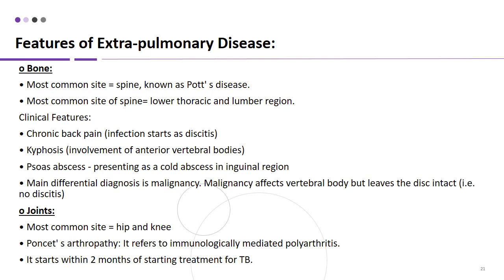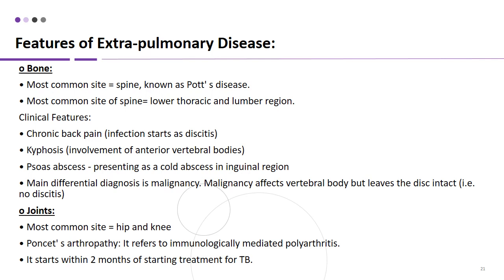Chronic back pain may also occur because the infection involves the intervertebral disc, and it results in discitis. The psoas abscess may also occur, which is a cold abscess in the inguinal region. The main differential diagnosis will be malignancy, but in malignancy there will be involvement of the vertebral body only, and there will be no disc involvement.